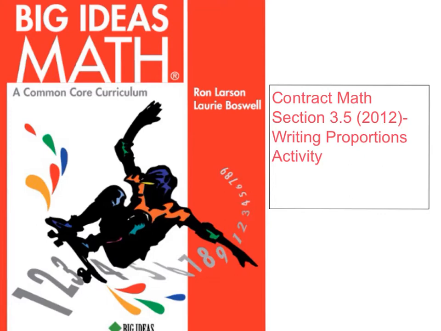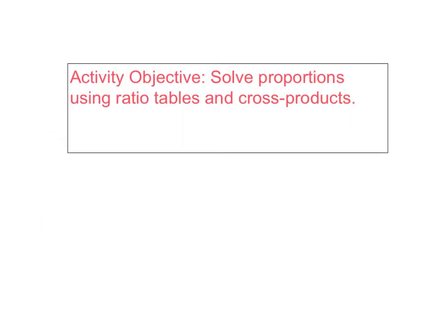Pause while you write Section 3.5 activity in your math notebook. Pause again while you write today's activity objective in your math notebook. Today's objective is to solve proportions using ratio tables and cross products.